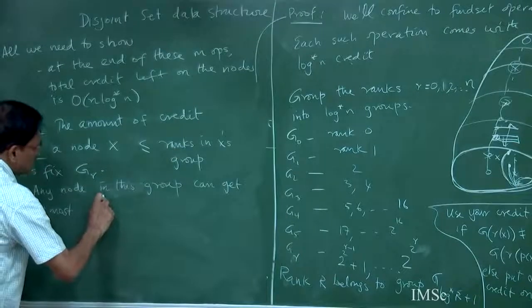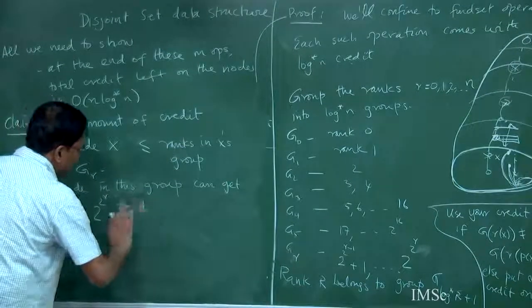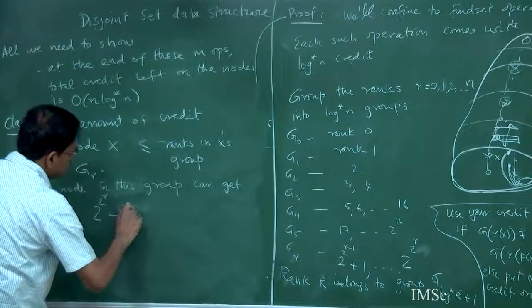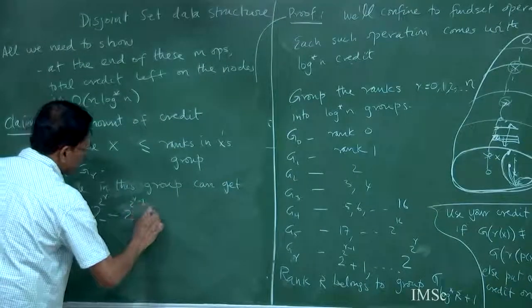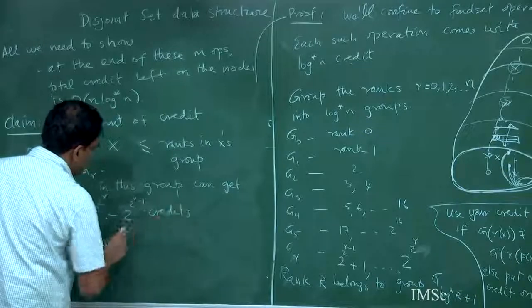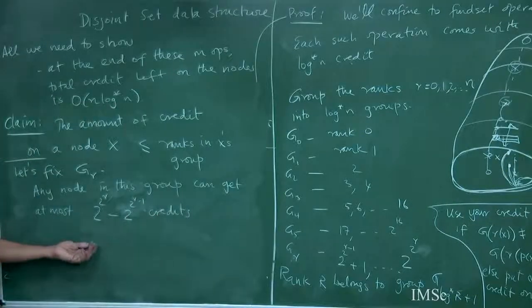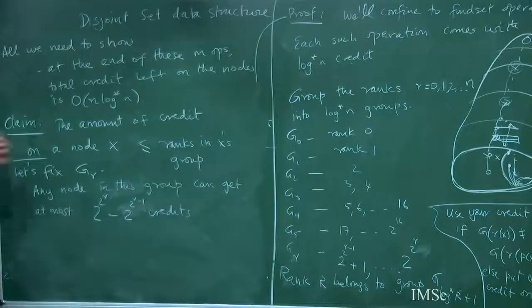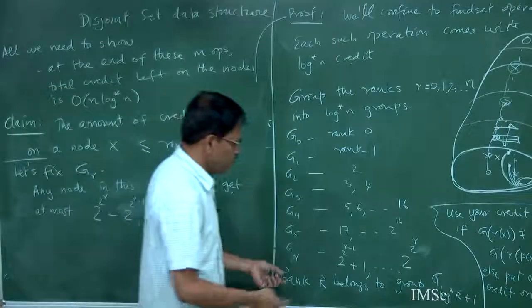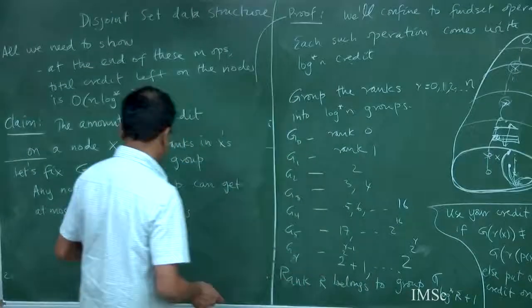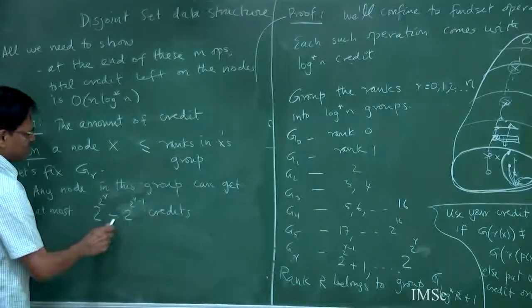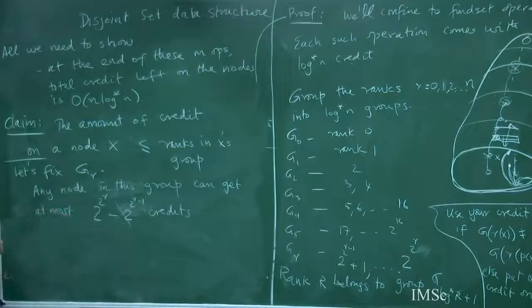can get at most 2 power r credits. More precisely 2 power r minus 2 power r minus 1 credits, but I'm even going to ignore this because that's the total number of ranks in that group. Because this claim said any single node, how much credit it can get is the total number of ranks, because the parent's rank keeps increasing after path compression. And the number of ranks in this group is 2 power r minus 2 power r minus 1. So let me even ignore this. It's at most this much credit any node can have.